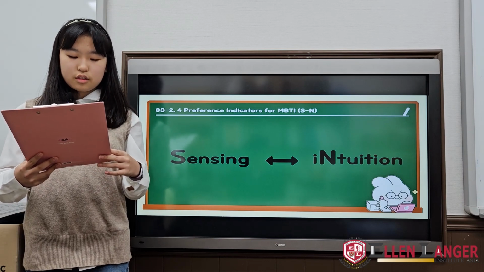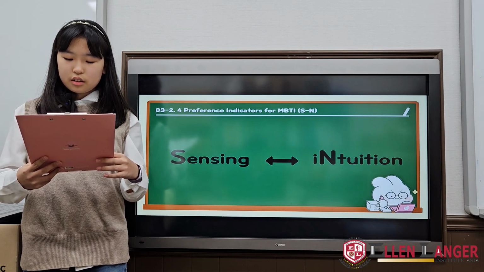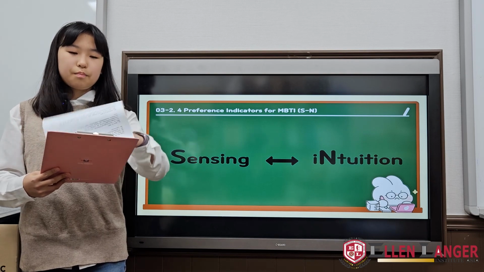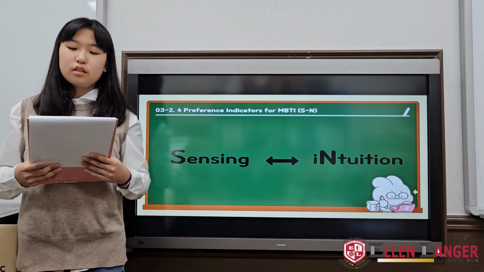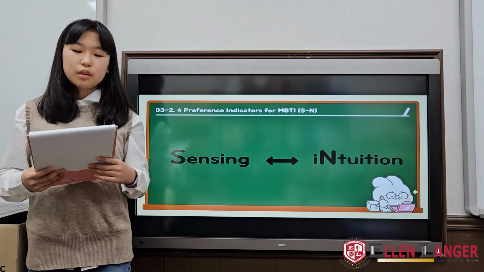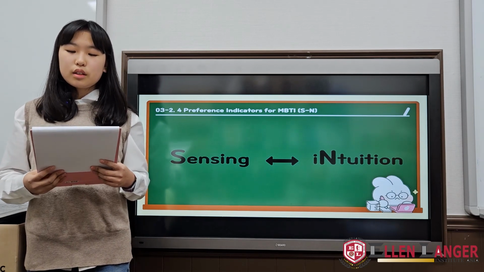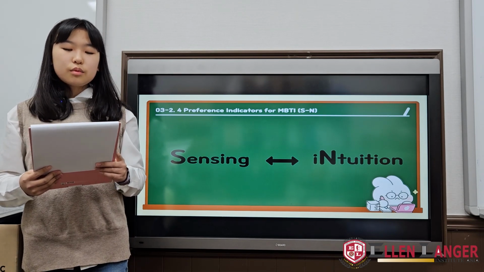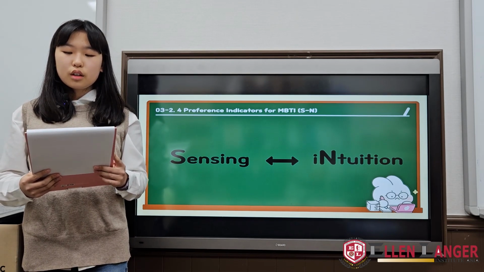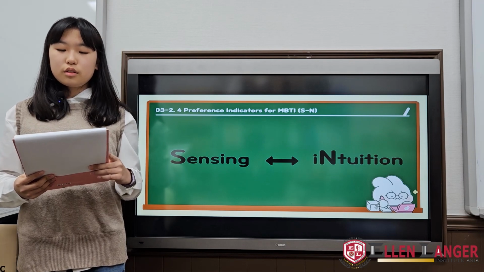Rather than doing many things at once, they like to do them step by step. And rather than being specific, they understand the relevance and possibilities between information in the overall context and trust their intuition. It's more fun to do something in a new way than the usual way.